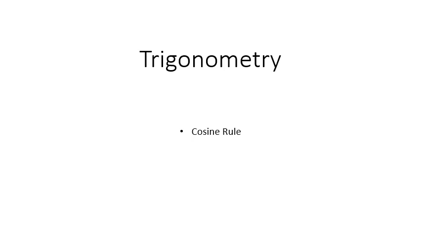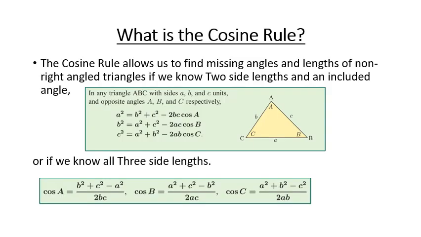Okay, this video tutorial looks at the mathematical strand of trigonometry, and more specifically we're going to focus on our understanding of the cosine rule. The cosine rule allows us to find missing angles and lengths of non-right angled triangles if we know two side lengths and an included angle. If we know two side lengths and an included angle, we can use one of these formulas.